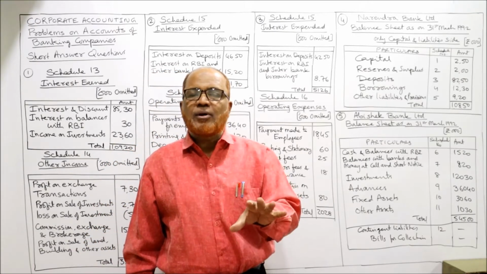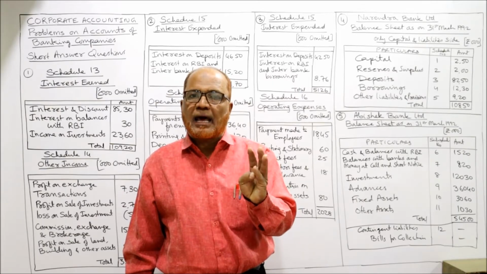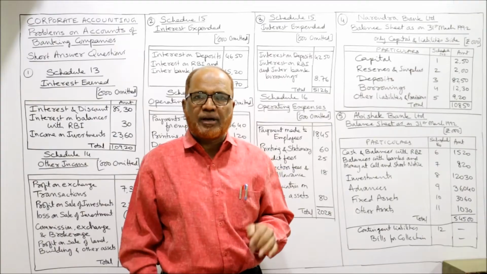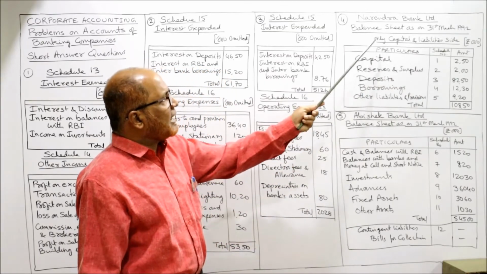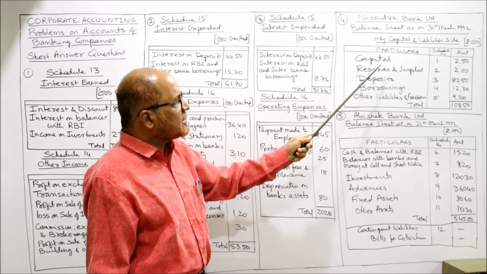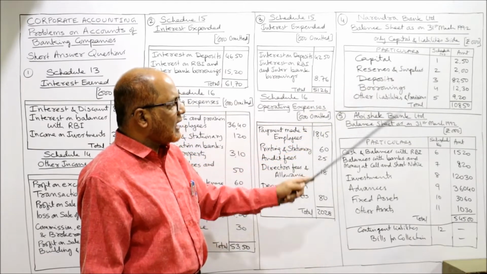In the problem, information is given only about capital and liabilities. No information is given about assets. So half balance sheet we are making. So Narendra Bank Limited, balance sheet as on 31st March, only capital and liability side, 1000 omitted. Capital, reserves and surplus, deposits, borrowing, other liabilities and provision.